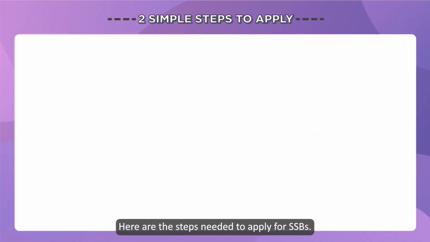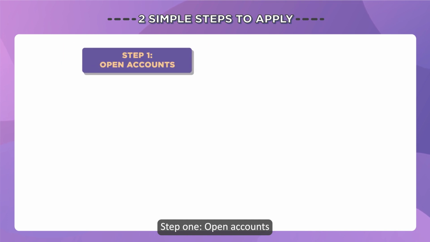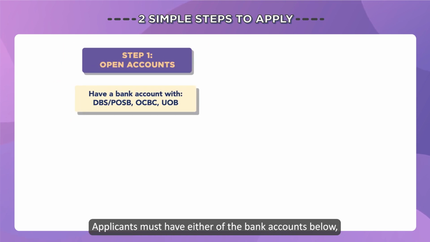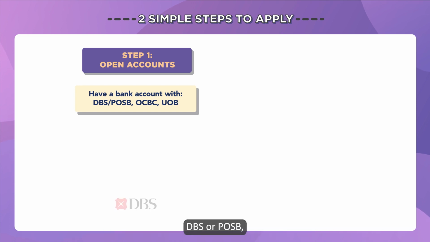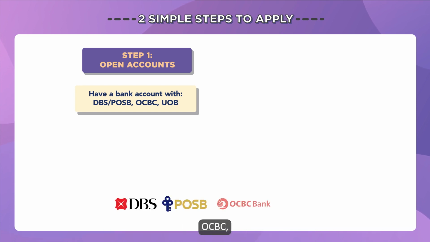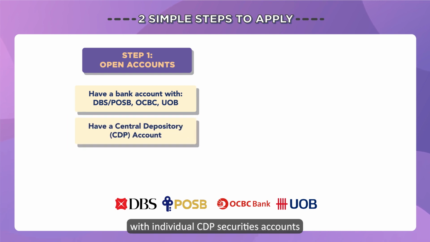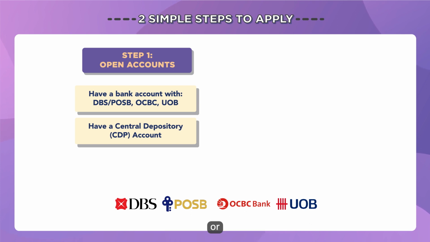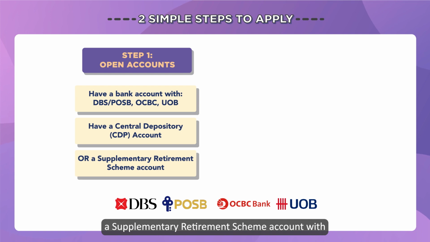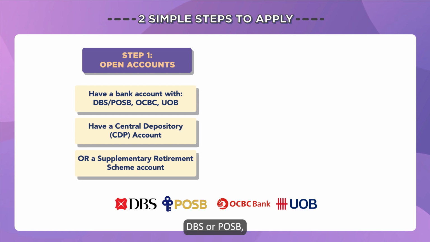Here are the steps needed to apply for SSBs. Step 1. Open accounts. Applicants must have either of the bank accounts below: DBS or POSB, OCBC, UOB. Applicants must be at least 18 years old and undischarged bankrupts with individual CDP securities accounts with Direct Crediting Service, DCS, or a supplementary retirement scheme account with DBS or POSB, OCBC, UOB.